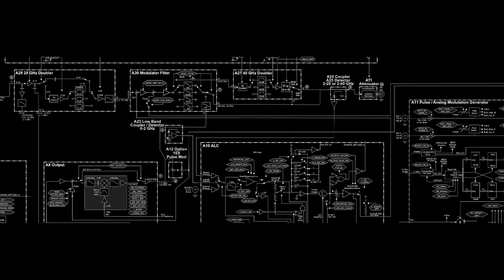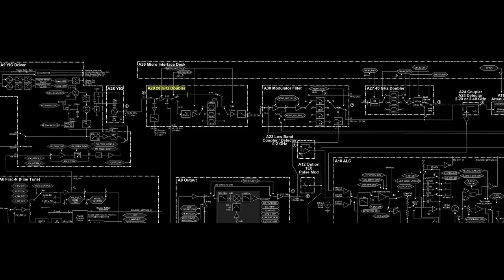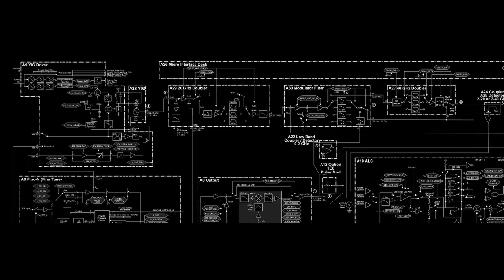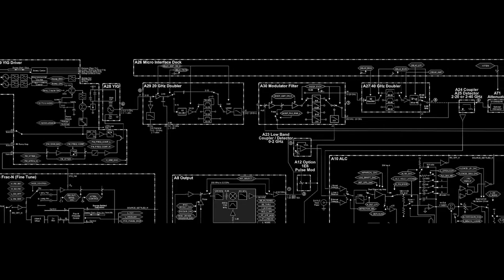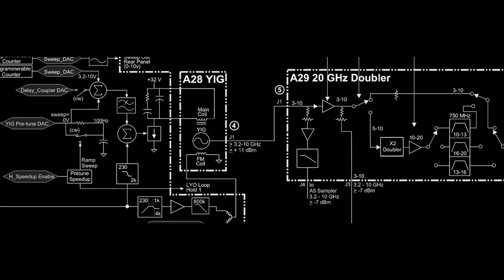Moving our way back from here, we can see that we have a high band path, which of course this instrument is not a 4 gig instrument, so it does not have the A27 doubler here. Instead, those two microcircuits we saw in the back were the A29 20 gigahertz doubler and the A30 modulation filter. Now, these microcircuits are connectorized, so we can look at the signals coming in and out of them. But instead of taking a top-down approach here, beginning at the output, I elected instead to begin at where the signal source of the RF output begins, and that's at the A28 YIG.